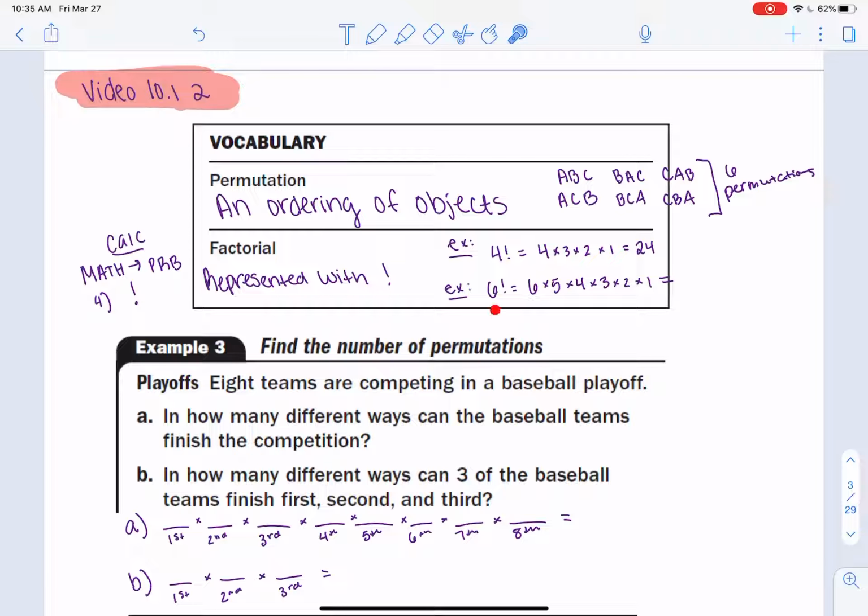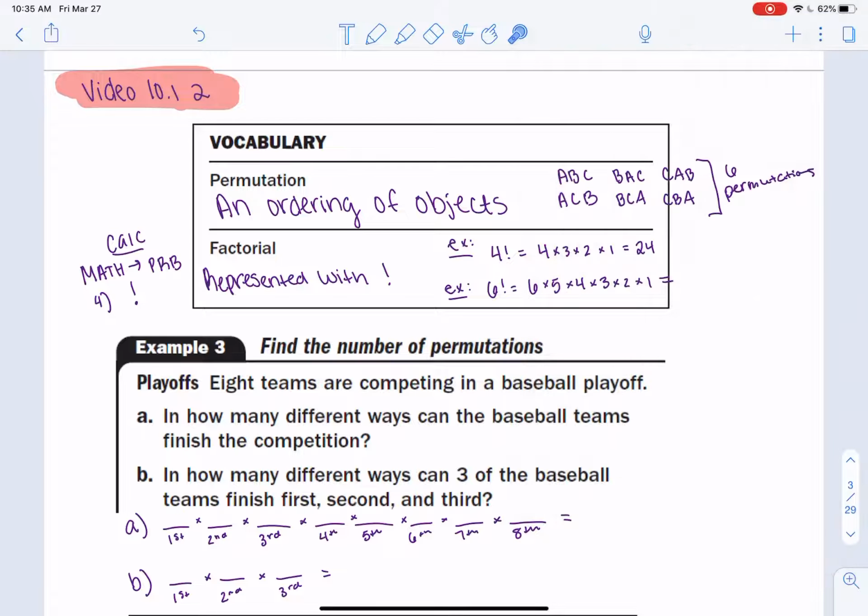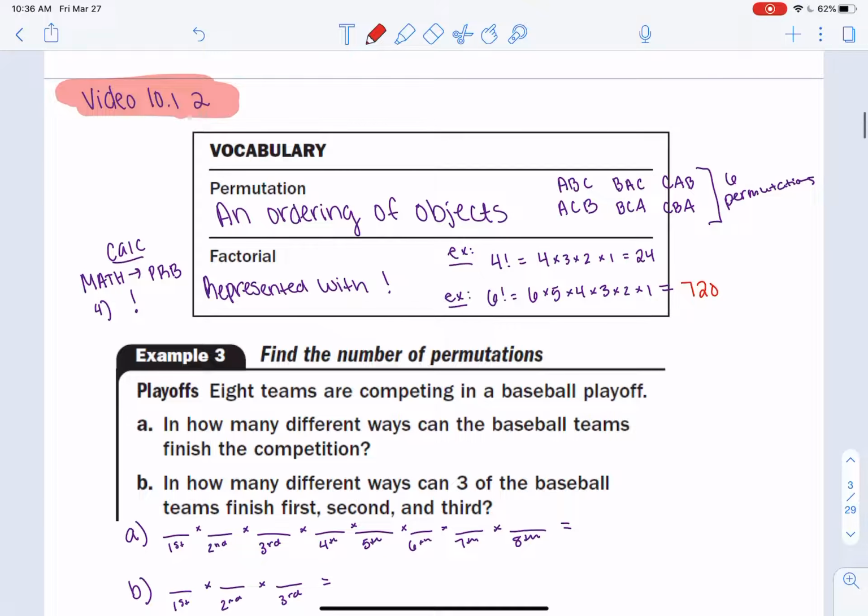Well, let's say we also had 6 factorial. That's very similar. We've got 6 times 5 times 4 times 3 times 2 times 1, which we could go ahead and type in our calculator, giving us 720. But we could also use our calculator. We have a factorial button.